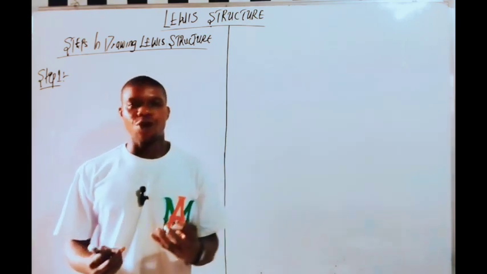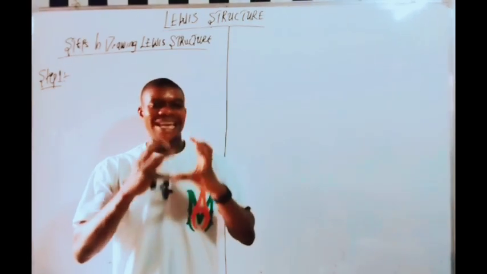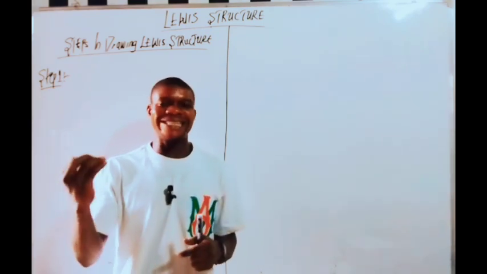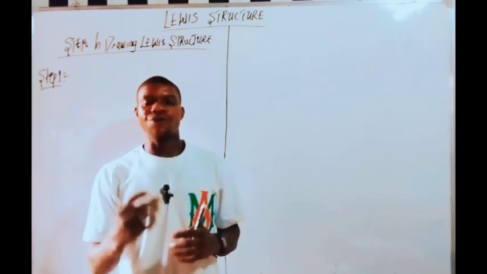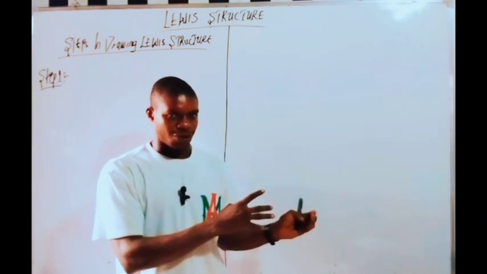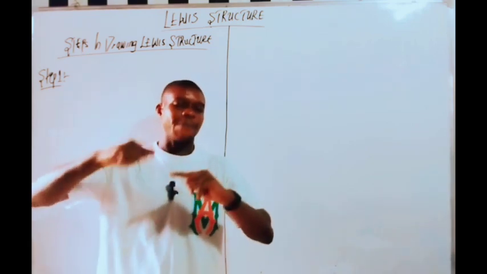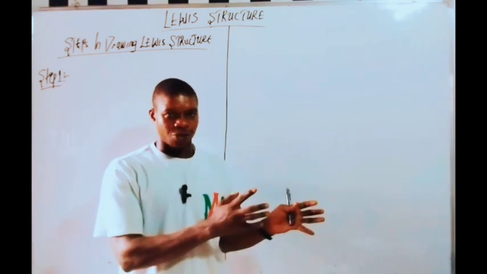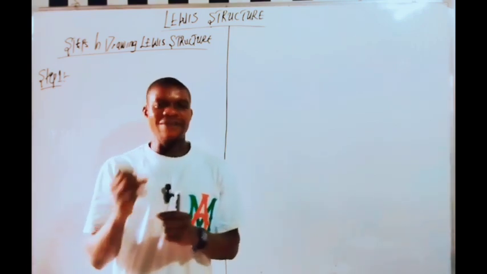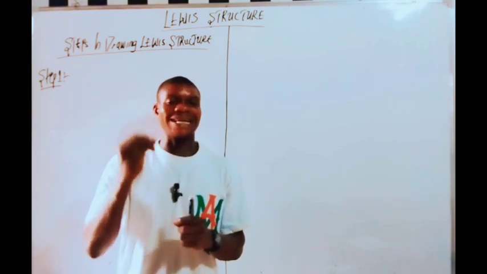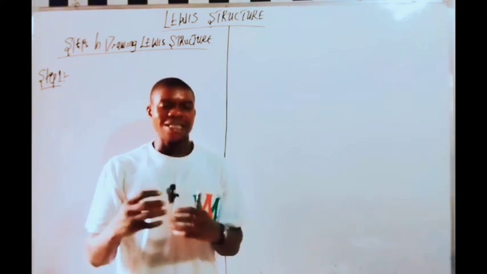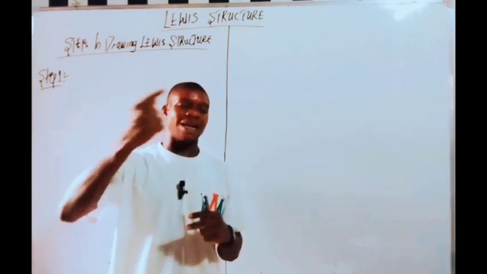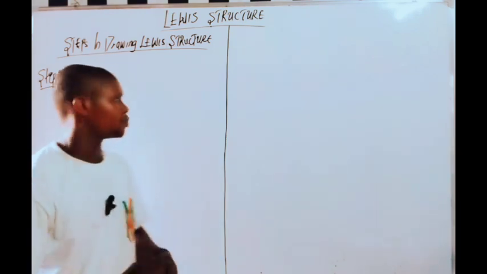If the compound has a positive charge, then when you're calculating the total valence electrons, you must subtract the number of the charge from the total valence electrons. Do you understand? Now, if it has a negative charge, you want to add the charge to the valence electrons. So now let me explain to you.